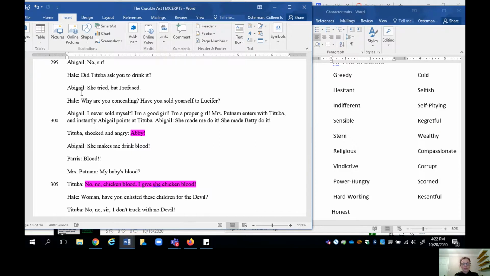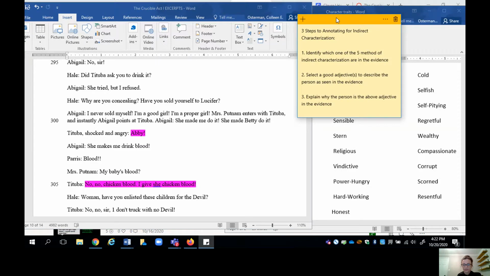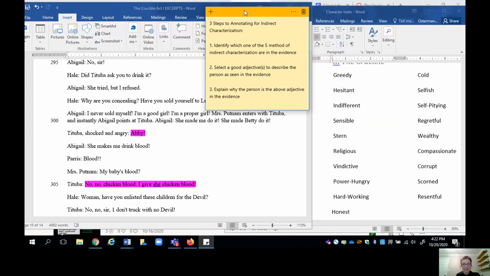Okay, so let's look at that little post-it note from last video. The 3 steps we need to take: identify which one of the 5 methods of indirect characterization are in this piece of evidence; select a good adjective or adjectives to describe the person; and explain why the person is the above adjective in the evidence.